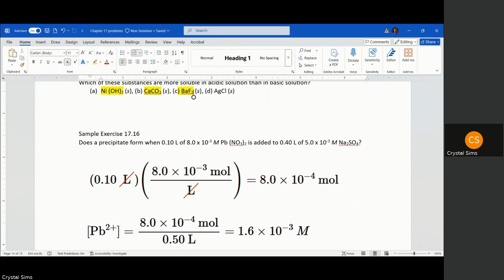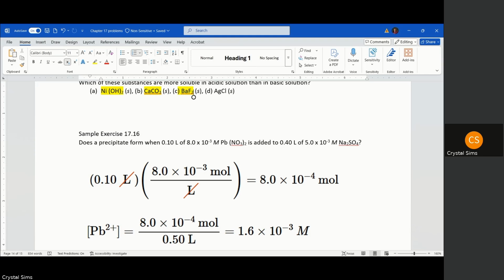Now we need to look at the sulfate, because if a precipitate forms, we know that all nitrate salts are soluble. So if a precipitate is going to form, it's going to involve the lead and the sulfate. That's why we're focusing on lead and sulfate, in case you were trying to figure that out. You can use the solubility rules on the back of your periodic table and know that all nitrates are soluble. So will a precipitate form from lead sulfate?